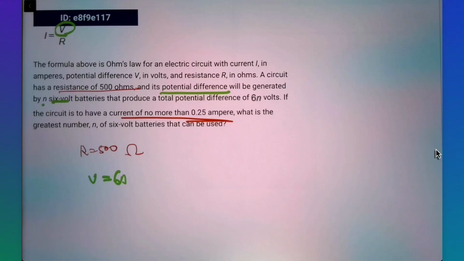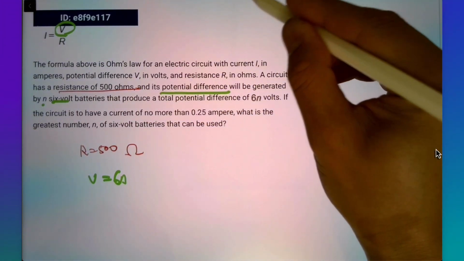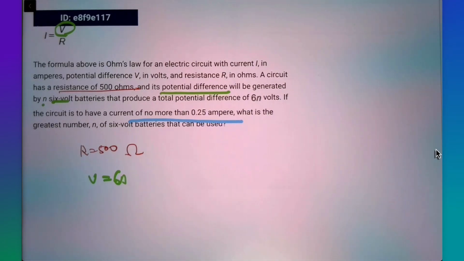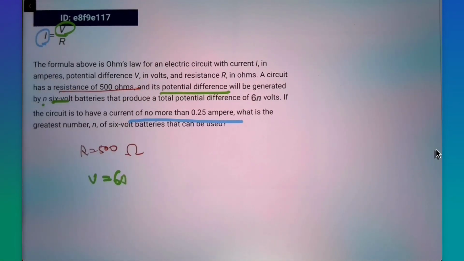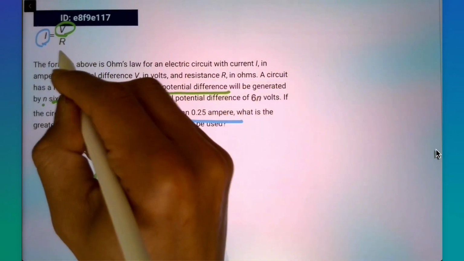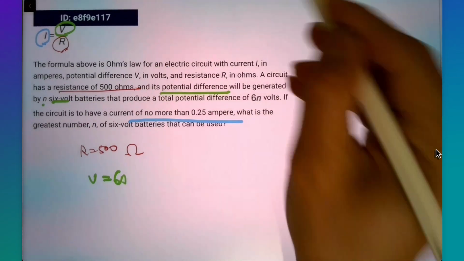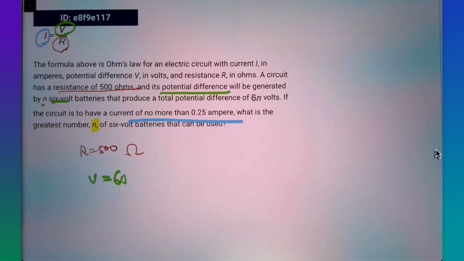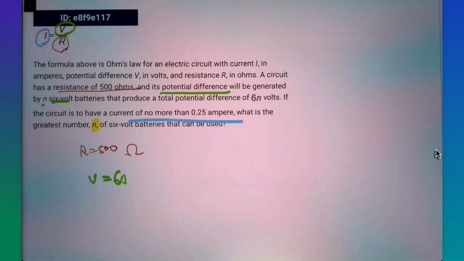So we're dealing with, let's use a different color. No more than 0.25. So we're dealing with I, and for ampere it's red. We want to know N, the number of the 6-volt batteries. So that's our goal. Let's plug the given information into the formula.